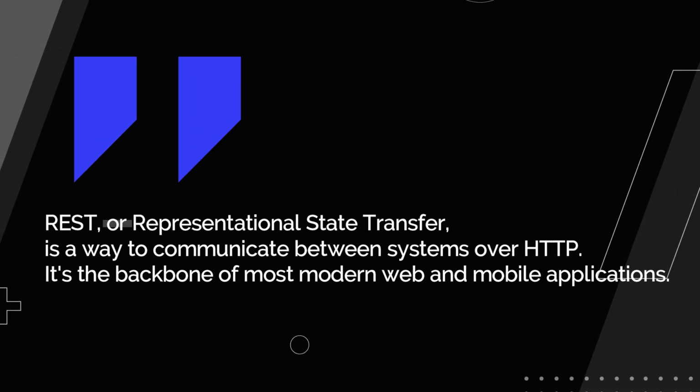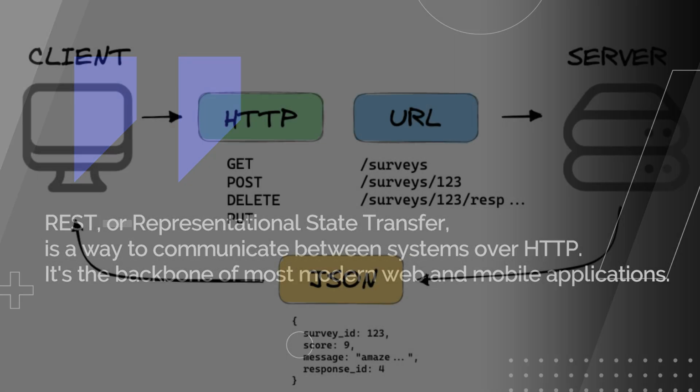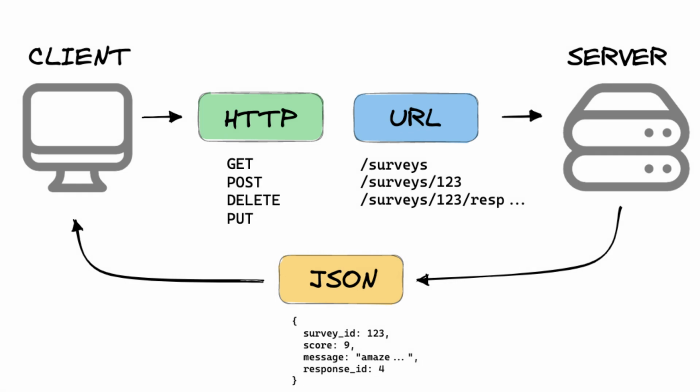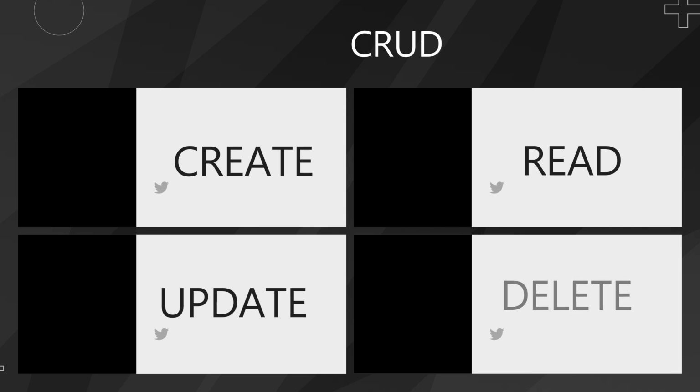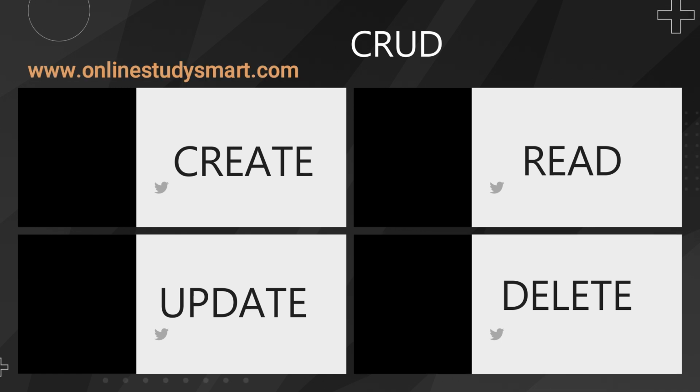Before we jump into code, let's quickly understand what is a REST API. REST, or Representational State Transfer, is a way to communicate between systems over HTTP. It is the backbone of most modern web and mobile applications. Now CRUD, create, read, update and delete, represents the core operations we perform on data. Think of it as the basic language for interacting with databases.